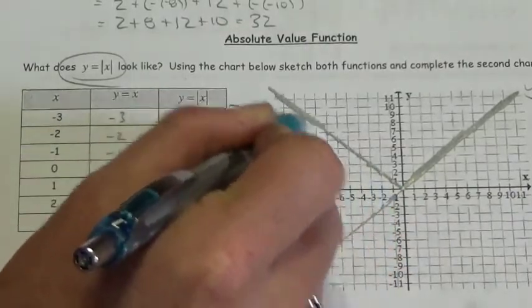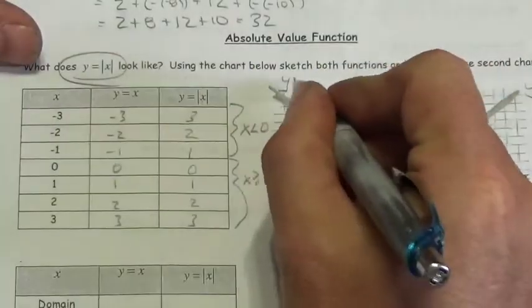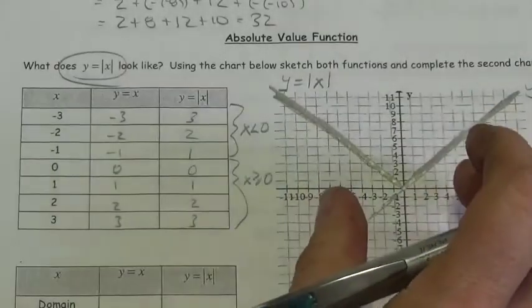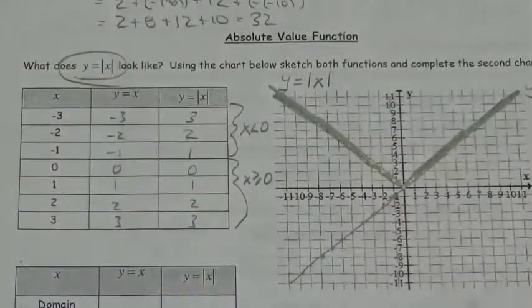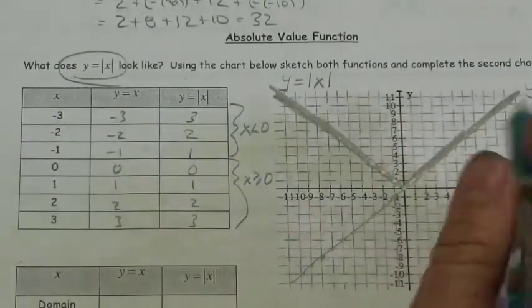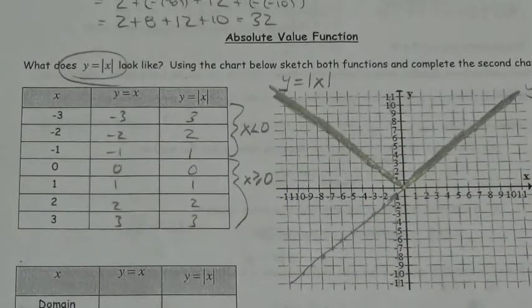And I'll just make this as thick as the other one. And that, everybody, is what the absolute value of x looks like. It's got this very, very distinct V shape to it. Okay? You've seen parabolas. A parabola's got that kind of a U shape to it. Okay, you got a straight line. This is what the absolute value function looks like.